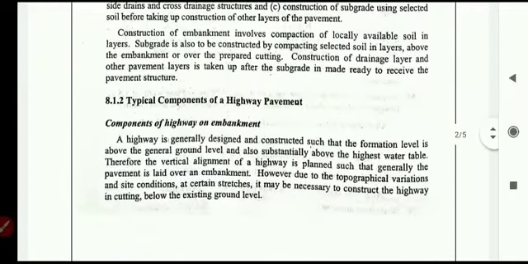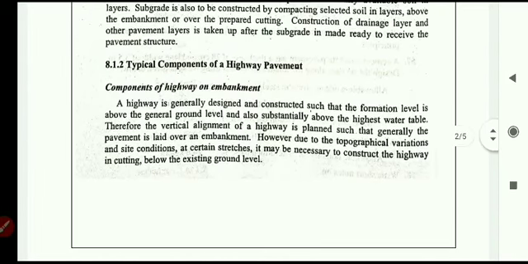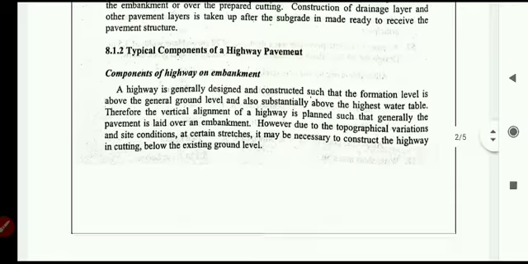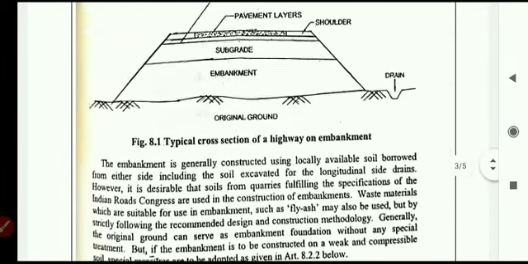Next comes typical components of highway pavement. The first one is components of highway on embankment. Next one is components of highway across cutting. We have two types, as I have already told a few minutes back. When it is earthwork, we have two types of earthwork: one is earthwork with respect to filling, the other is earthwork with respect to cutting.